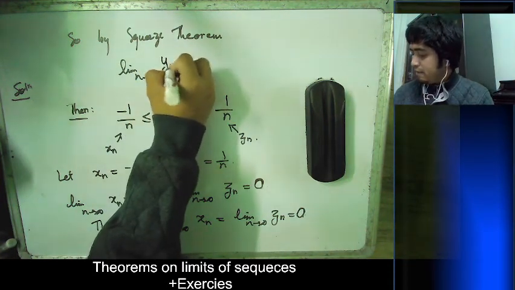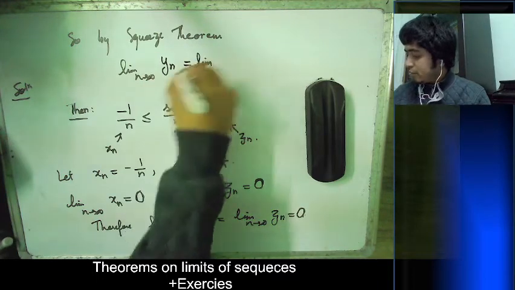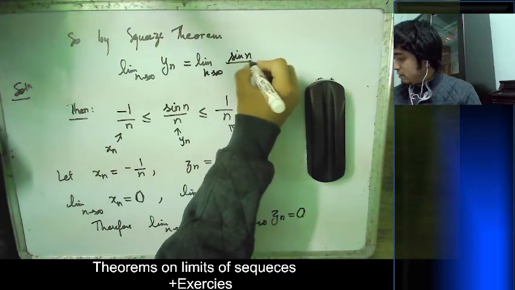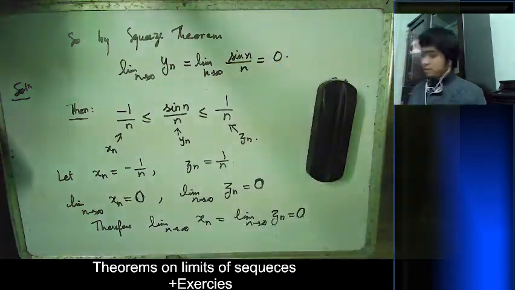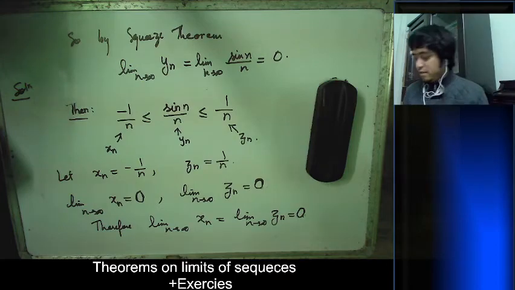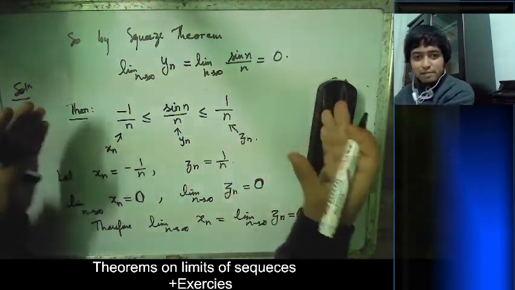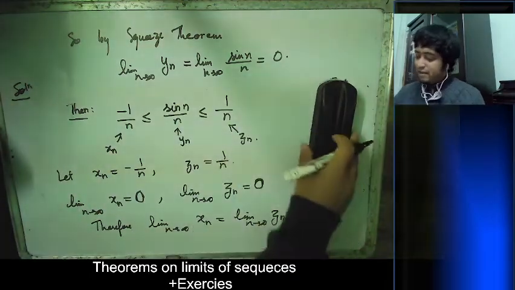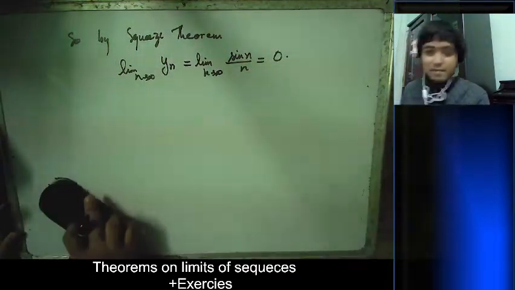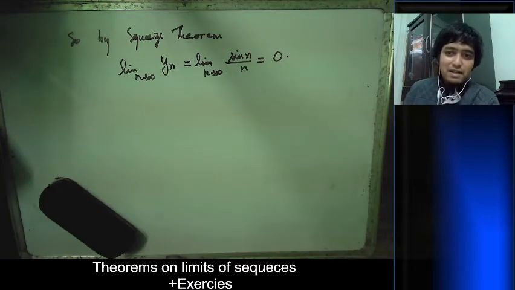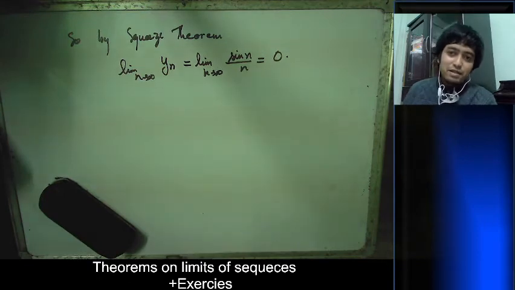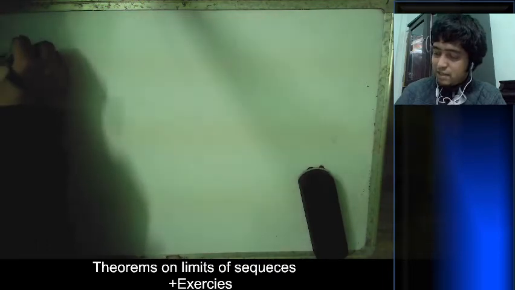yn, but yn is sine n by n, it will be equal to 0. So you need to squeeze from the left as well as from the right and then calculate the limits. The middle one will also have the same limit. If the limits of the outside parts are equal, then the limit of the inner one also will be equal to the limits of the outside parts. So that was question number 6.